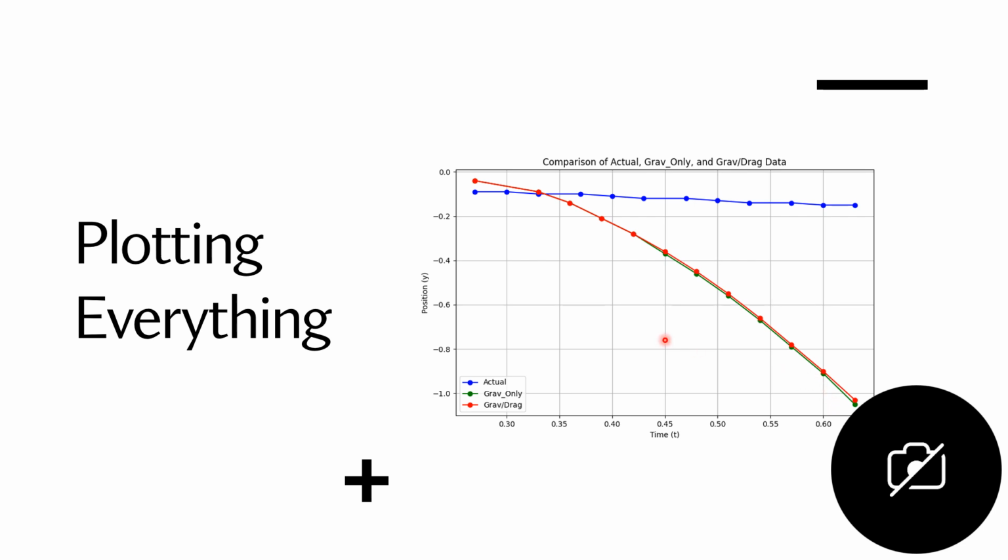As you can see, the gravity only and gravity and drag equations both are relatively equal. However, the height of the one with drag started slightly decreasing, indicating that the drag force was having a noticeable impact on the speed at which it fell.